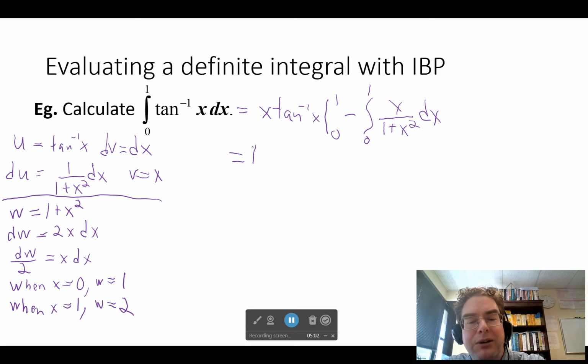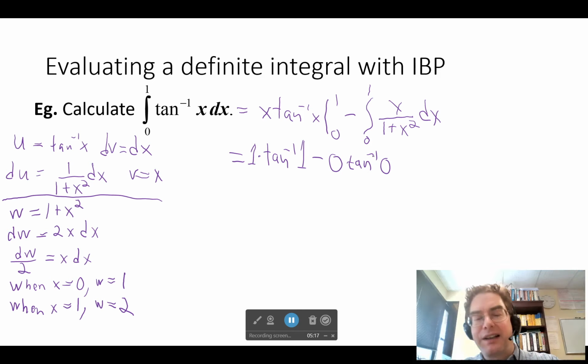So if I put 1 in there, I'm going to get 1 times arctangent of 1 minus 0. Well, okay, we'll put this in here. I think you can see what's going to happen with that piece. 0 times tangent inverse of 0 is just going to be 0.